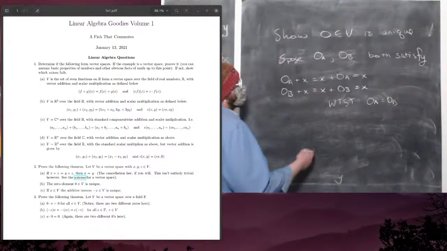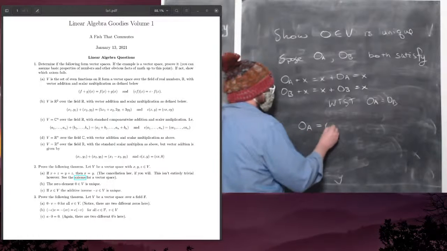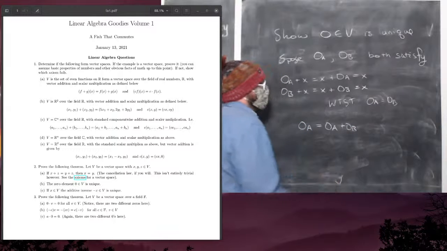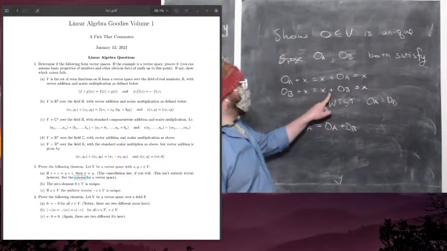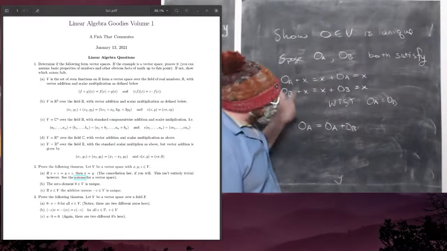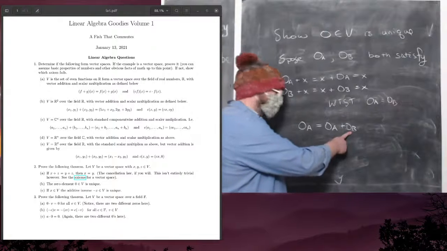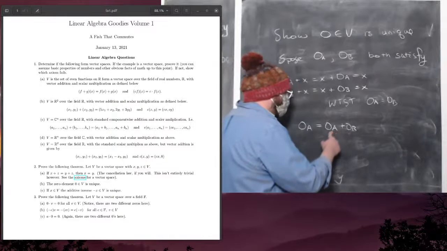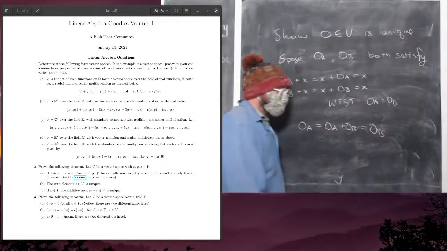Anyway, so we'll do, well, okay, 0a is equal to 0a plus 0b because by assumption, this holds for everything. So in particular, it holds for this thing. Yeah, because this is an identity by assumption. But also by assumption, this is an identity. So that's it.